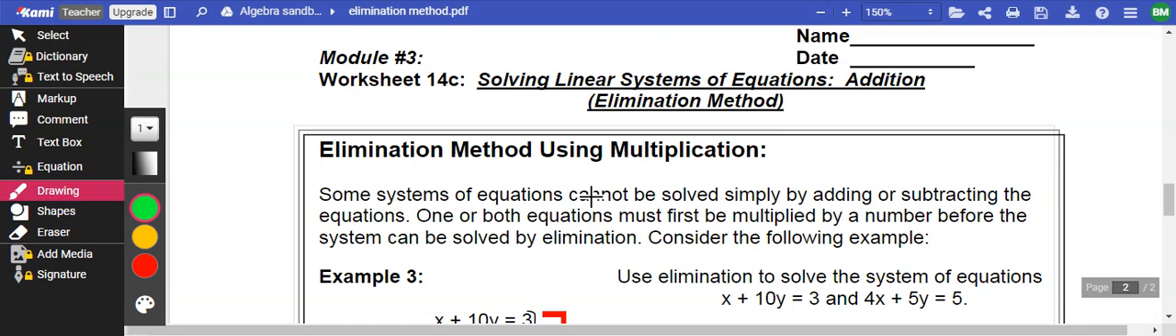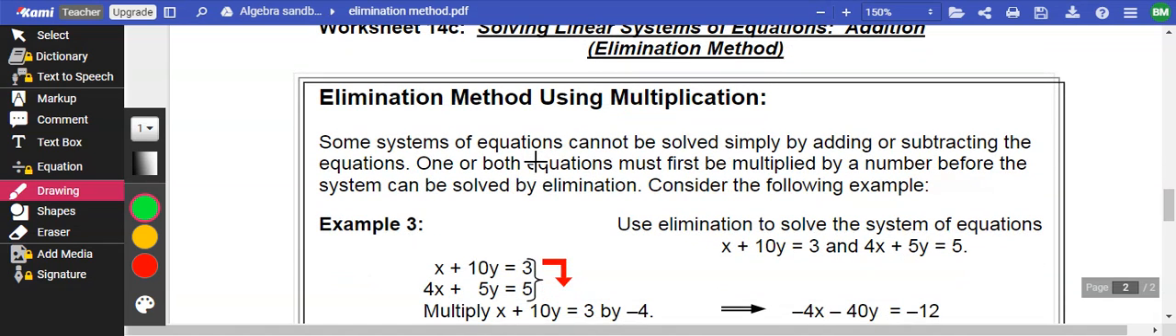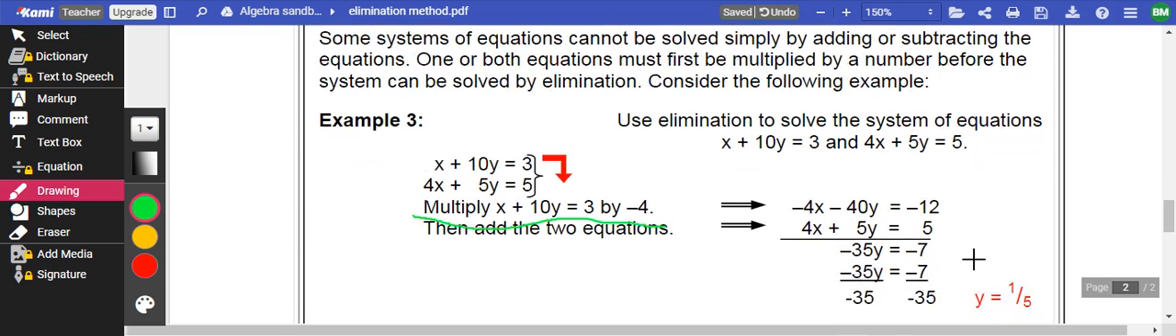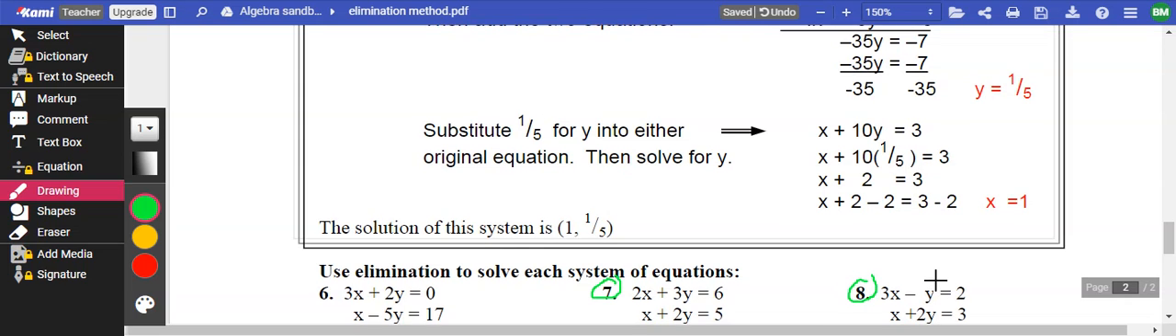We're using the elimination method using multiplication. We have to use the elimination method, but if you notice, neither of these cancel out. x and 4x, 10y and 5y, they don't eliminate each other. So we're going to multiply x + 10y = 3 by negative 4, creating negative 4x - 40y = -12. Then we add straight down and they eliminate and we solve, okay?